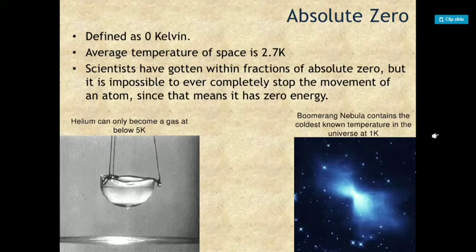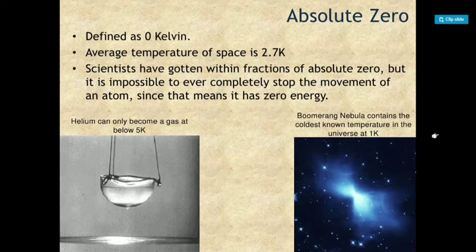Okay, so let's talk about the absolute zero. When you say absolute zero, it is defined as 0 Kelvin, or if we go back to the Celsius scale, it is negative 273 degrees Celsius. The average temperature of space is 2.7 Kelvin. So absolute zero is below the temperature in space. Scientists have gotten within fractions of absolute zero, but it is impossible to ever completely stop the movement of an atom, since that means it has zero energy.